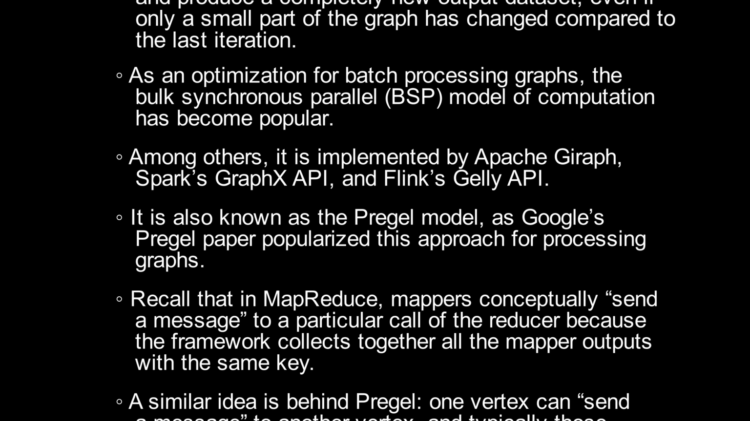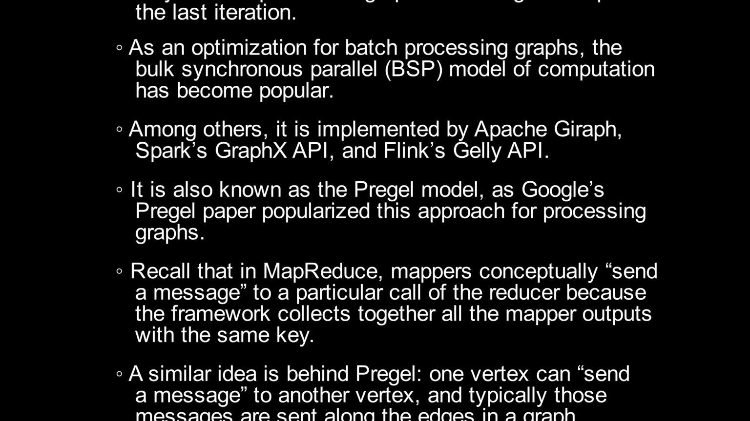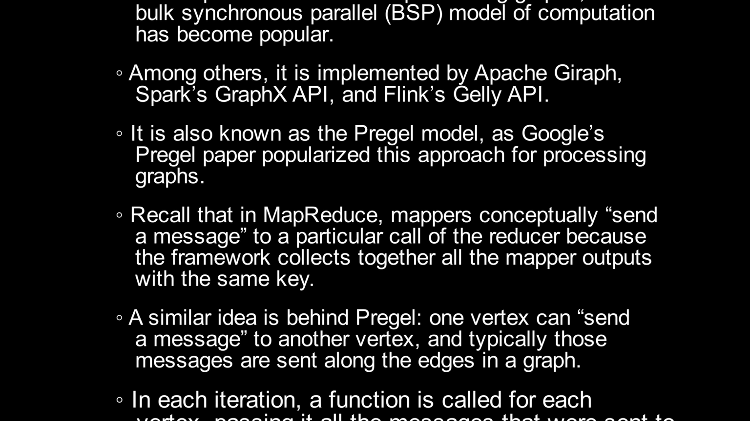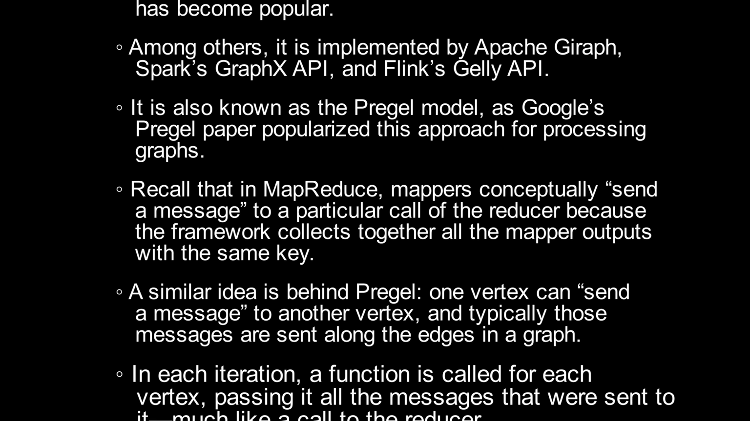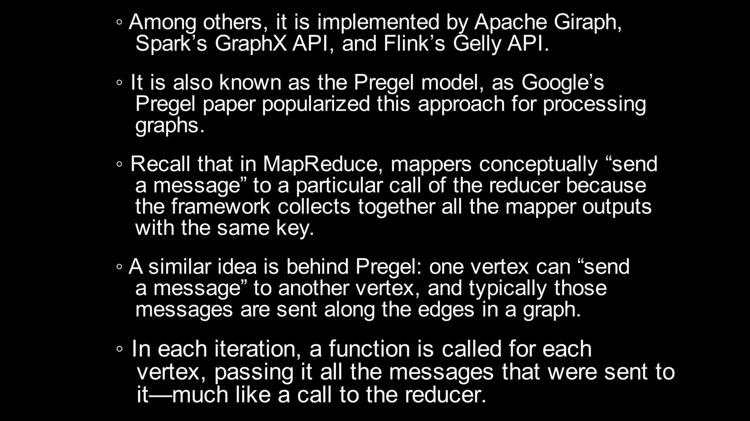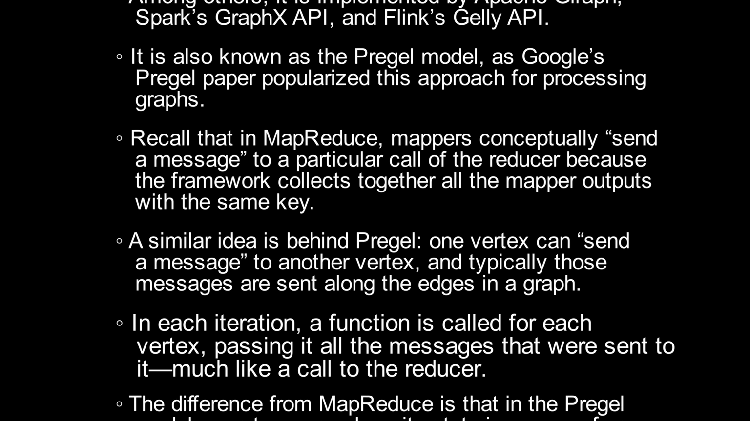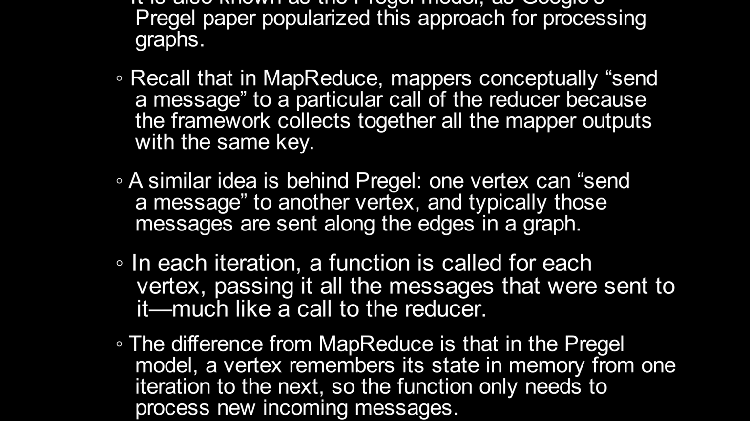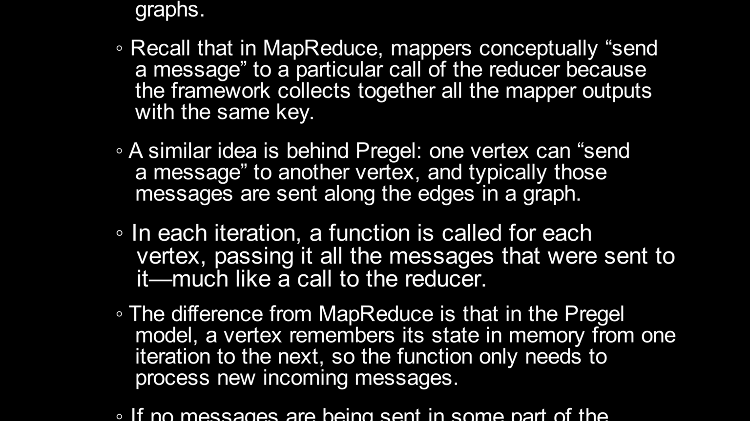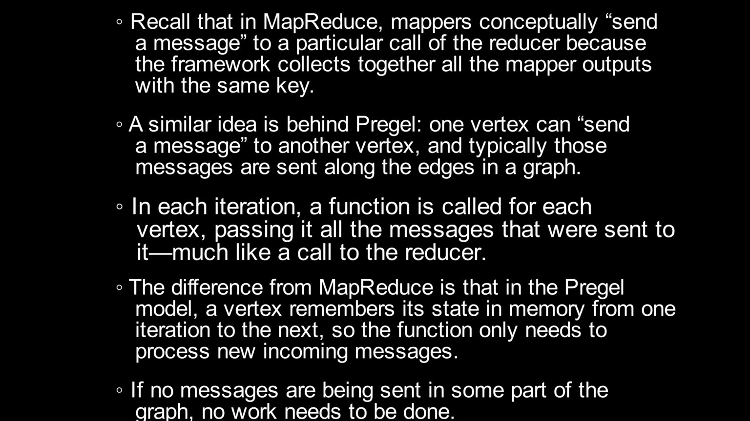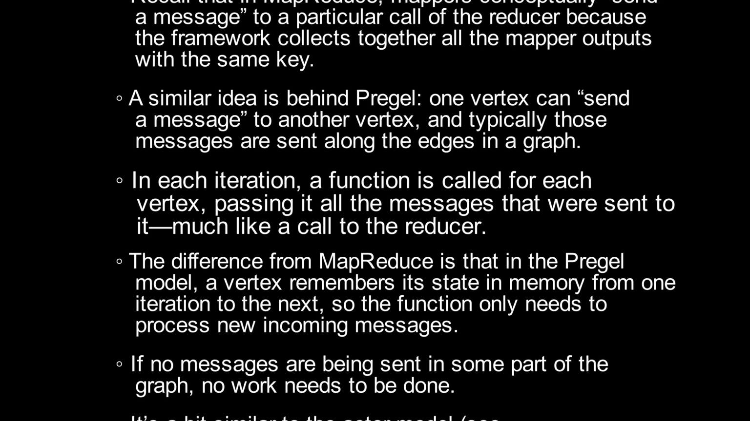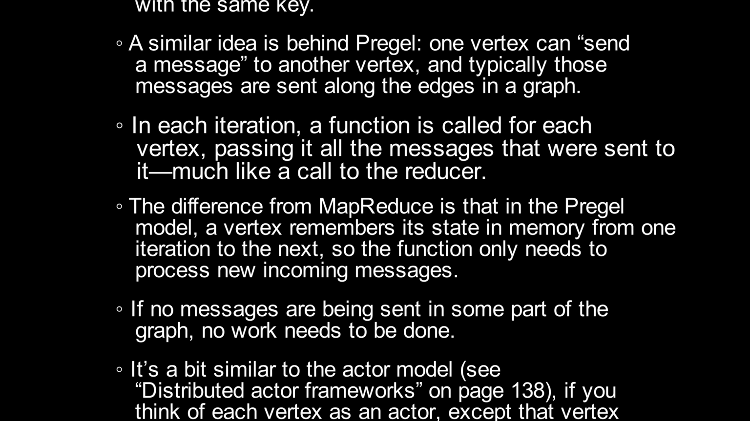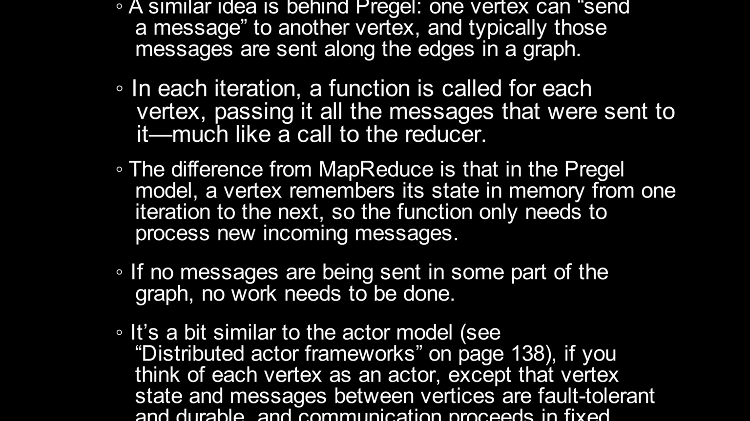Recall that in MapReduce, mappers conceptually send a message to a particular call of the reducer because the framework collects together all the mapper outputs with the same key. A similar idea is behind Pregel. One vertex can send a message to another vertex, and typically those messages are sent along the edges in a graph. In each iteration, a function is called for each vertex, passing it all the messages that were sent to it, much like a call to the reducer. The difference from MapReduce is that in the Pregel model, a vertex remembers its state in memory from one iteration to the next, so the function only needs to process new incoming messages. If no messages are being sent in some part of the graph, no work needs to be done.